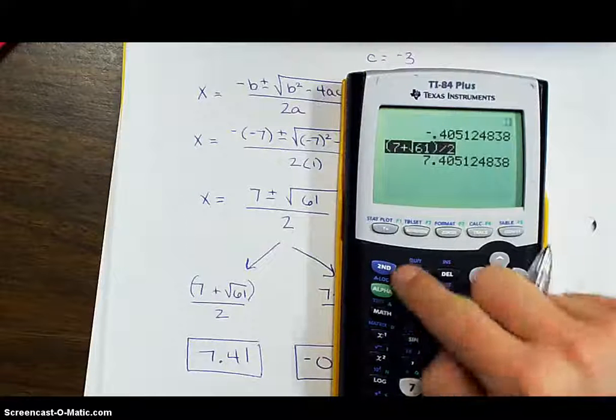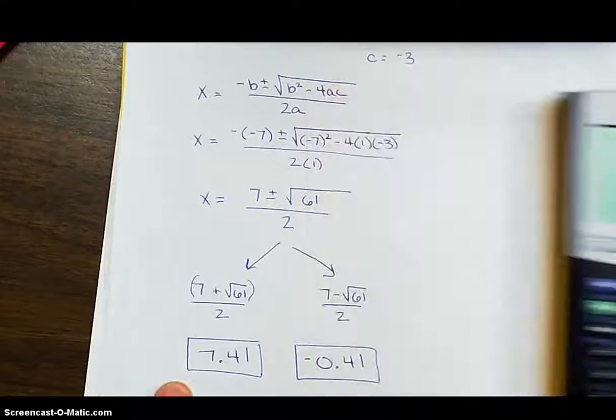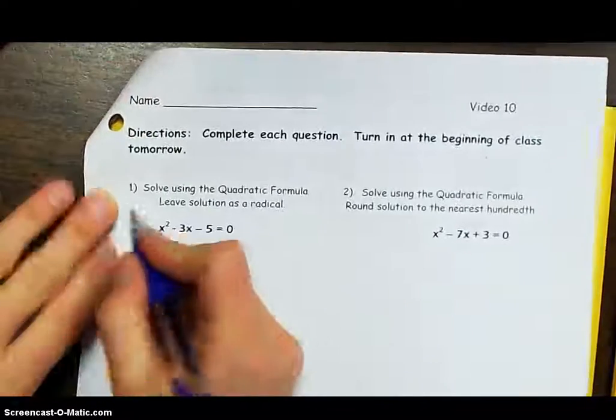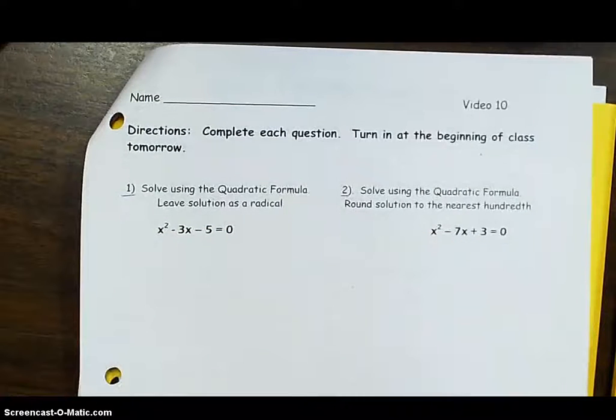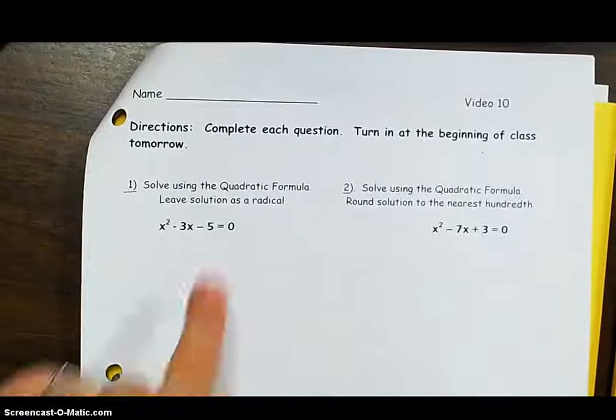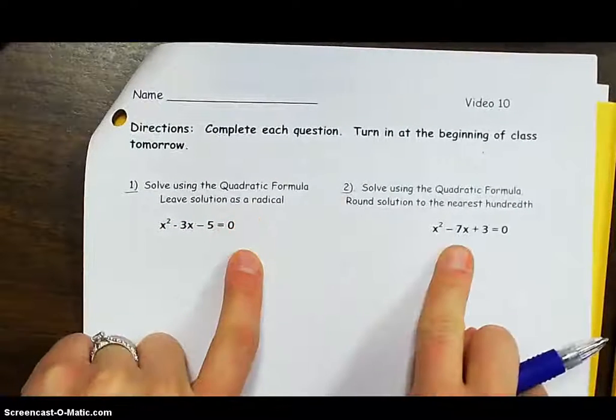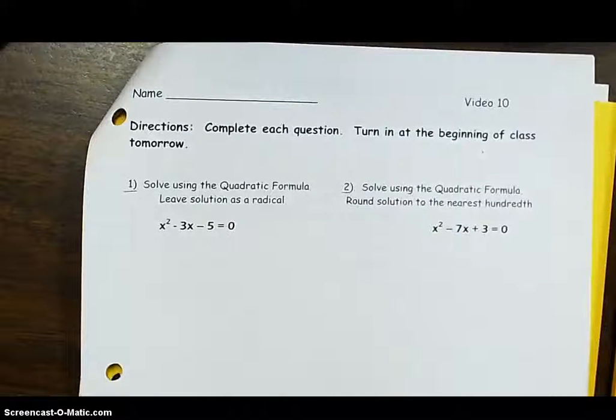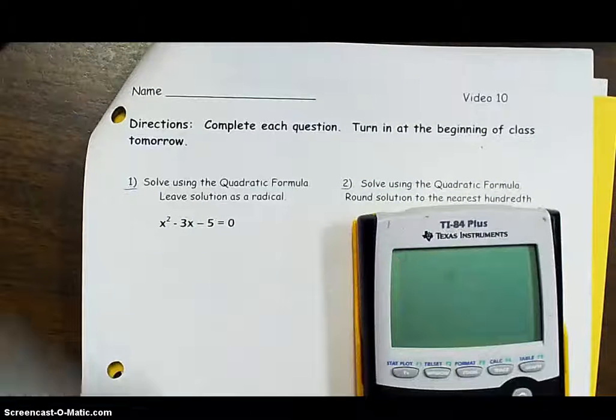All right, so we have got it. Ladies and gentlemen, what you're going to do next is flip it over to the next page, and I'd like you to try questions 1 and 2 on your own. Leave the first one as a radical, and for the second one, you're going to round it by using your calculator. Have a great night, everyone.